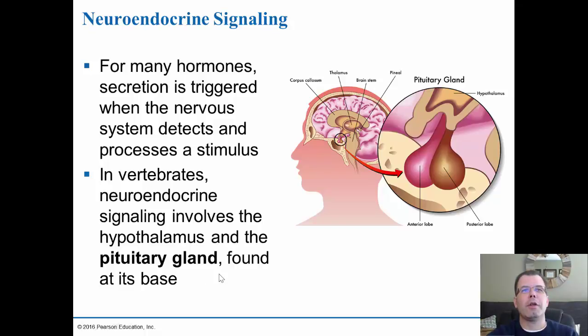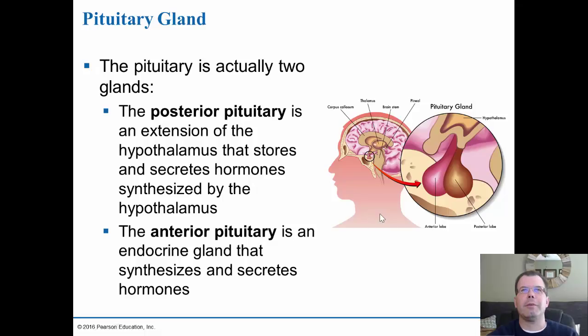Again, the hypothalamus and the pituitary gland are going to be responsible for that environmental change. And so again, the hypothalamus is here, and you can see the pituitary gland is broken down into two different glands. You have the posterior lobe and the anterior lobe, and we're going to explain what both of them do in just a second.